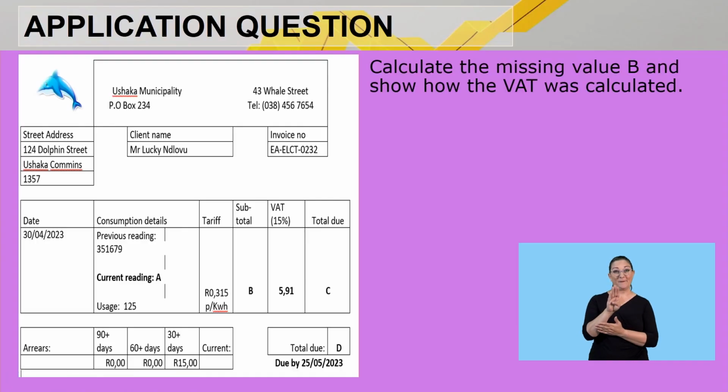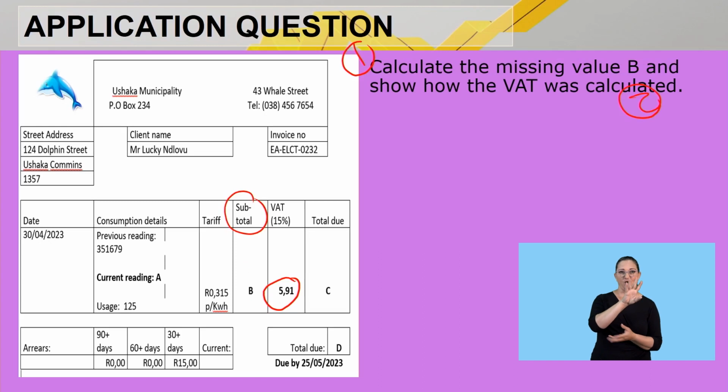Calculate the missing value B and show how the VAT was calculated. Let's just reread the question. Calculate the missing value B and show how the VAT was calculated. So this question has got two parts. First, we are going to calculate the missing value B, and then we are going to show how the VAT of R5.91 was calculated. That's going to be the second part of the question. So the missing value B is the subtotal.